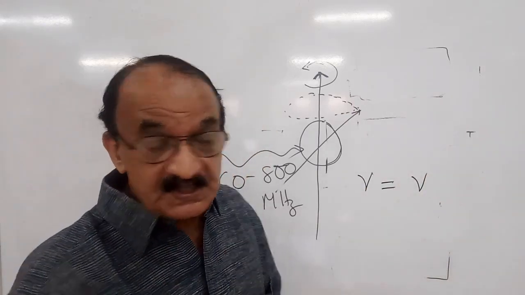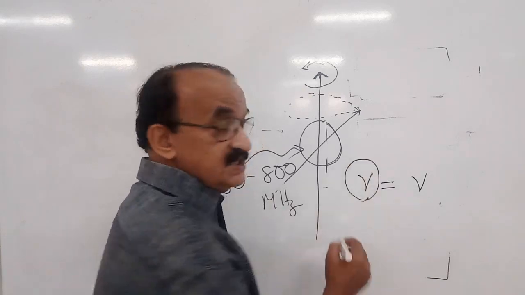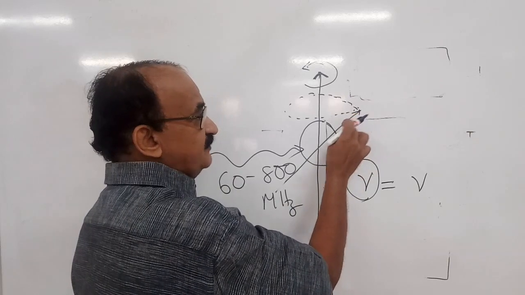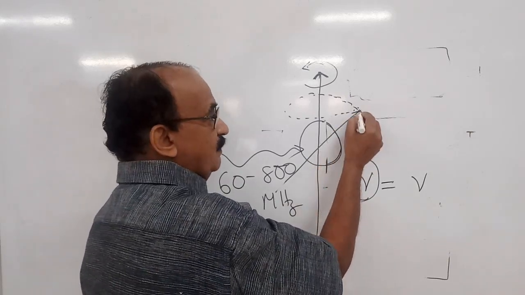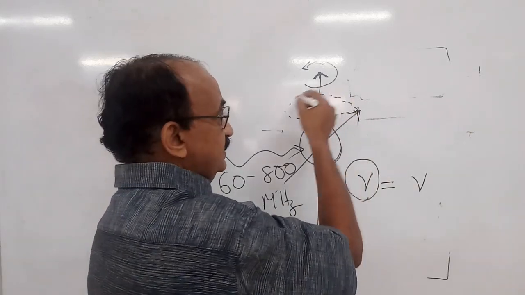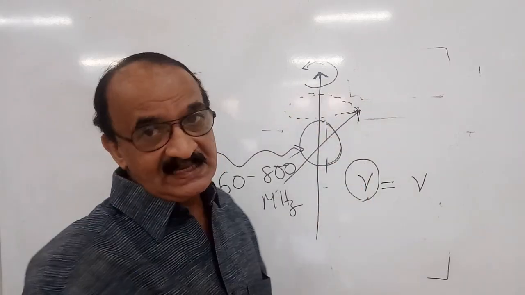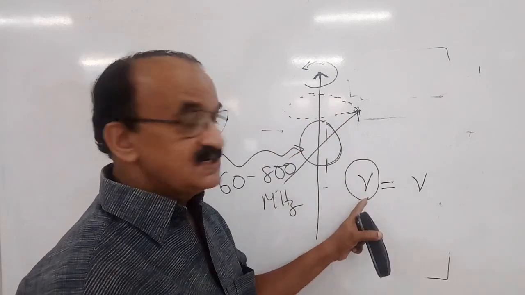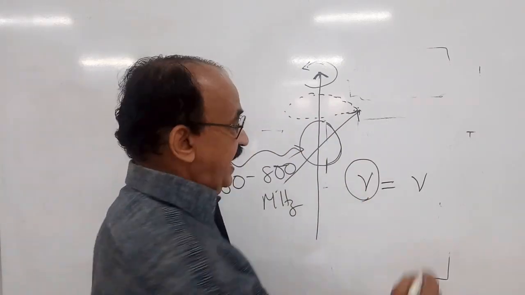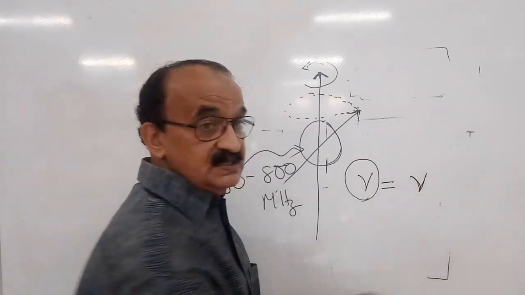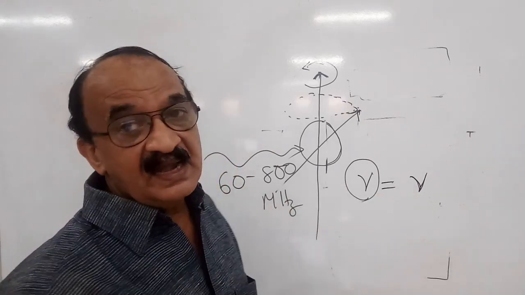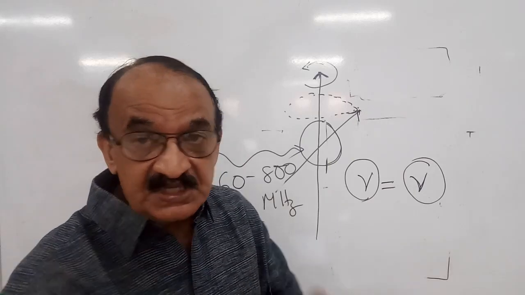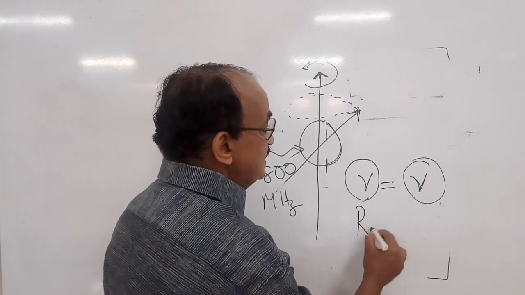Now what are the two frequencies? One is the Larmor frequency. You know what is meant by Larmor frequency. It is the frequency of the magnetic moment vector of the proton moving around the spin axis. And what is the second? Nu is the frequency of the interacting radiation. When these two frequencies balance each other, the condition is said to be what? The condition is said to be resonance.